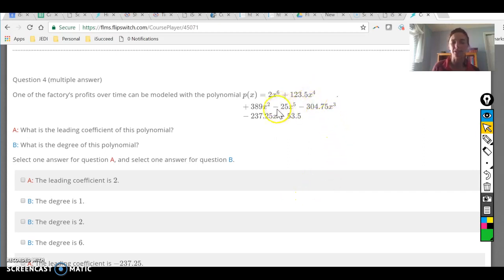So we just have to find the largest degree. We can say that it is 6, and so the leading coefficient is 2. What is the degree? Well, we already said it's our biggest exponent here, so it's 6.